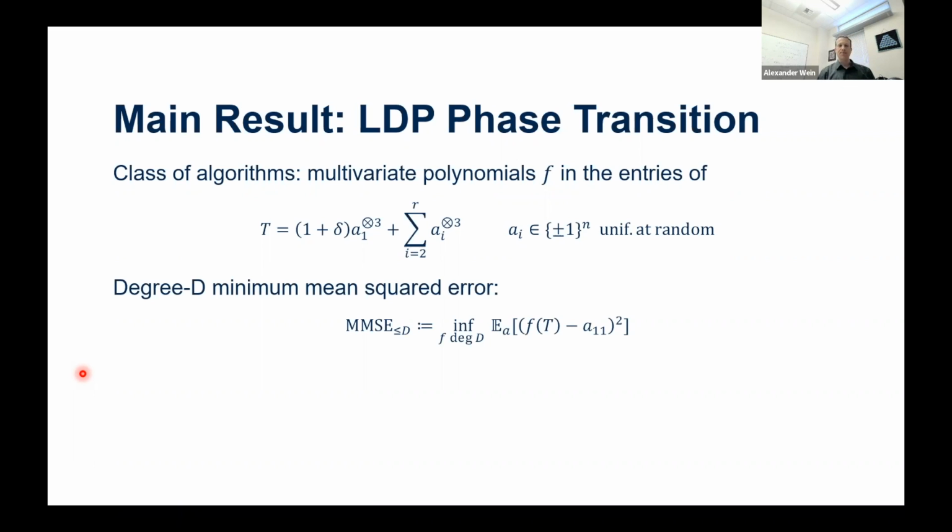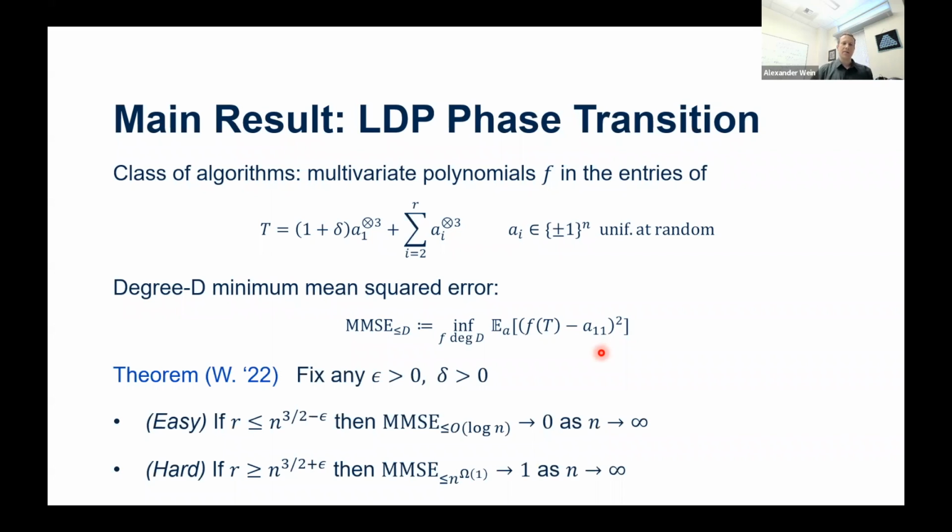So the degree d mean squared error is defined to be: find the best possible degree d polynomial and take its mean squared error between the polynomial's output and the true A11, the thing we want to recover. Is that okay? And so here's the theorem. For any fixed constants here.